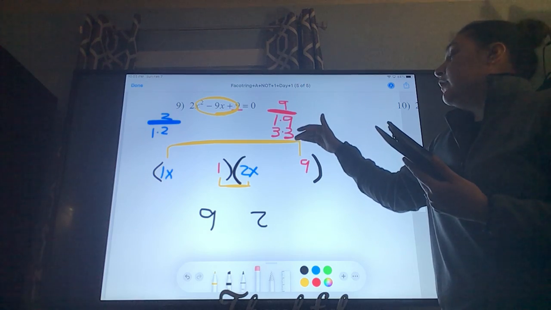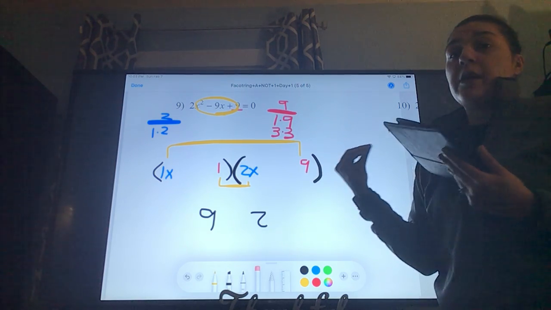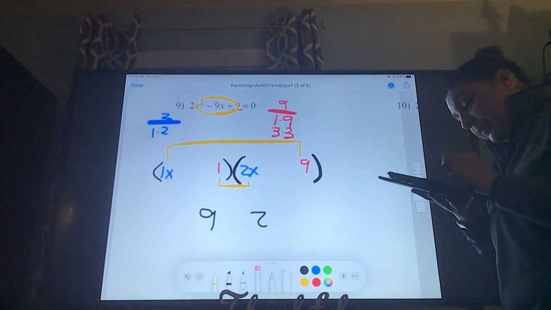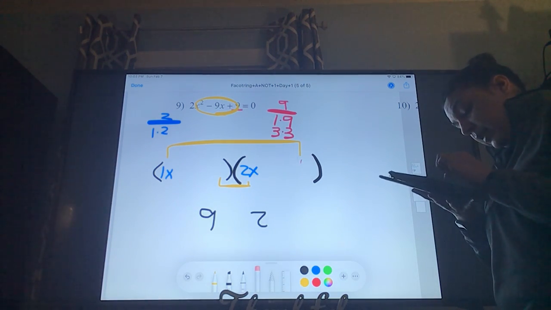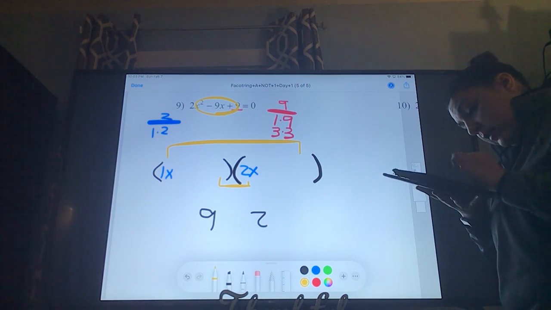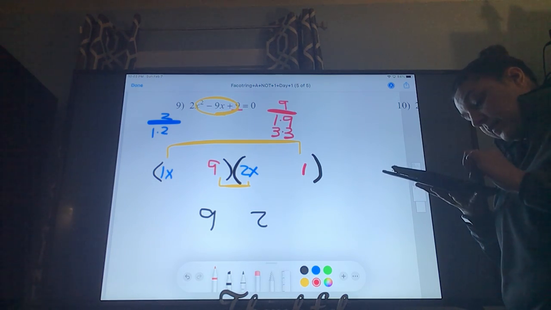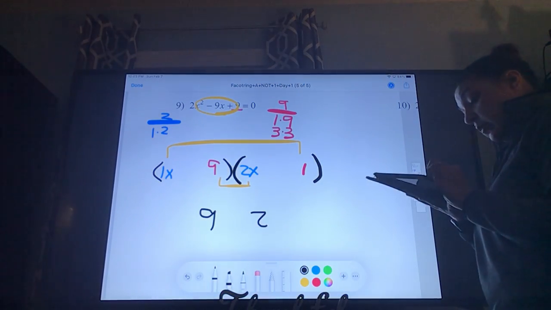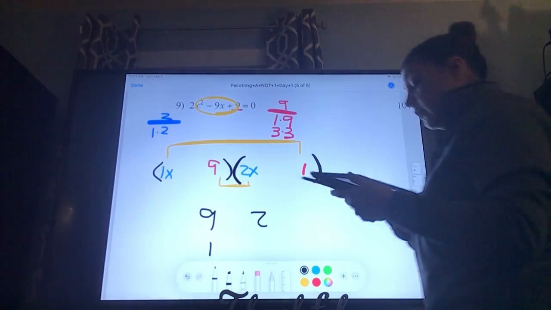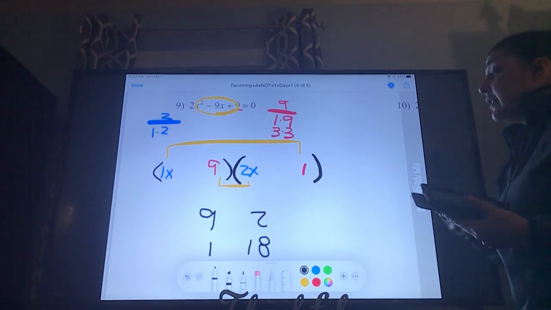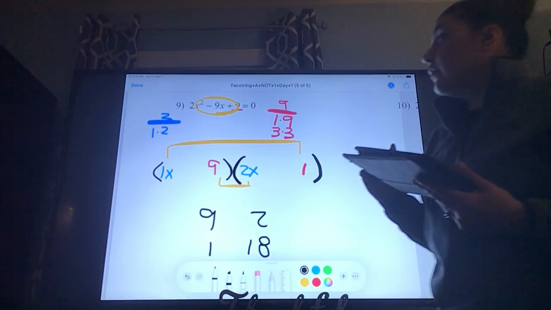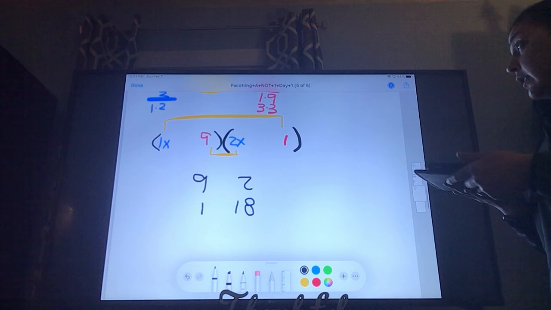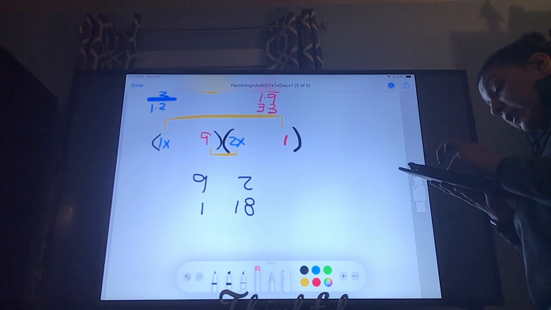Okay, we don't move down the list until you've exhausted every possible option, because then you're like, I tried everything, and I know you didn't. Okay? So we could say 9 and then 1. Okay, well, 1 times 1 is 1. 9 times 2 is 18. Would an 18 and a 1 ever give me a 9? No.